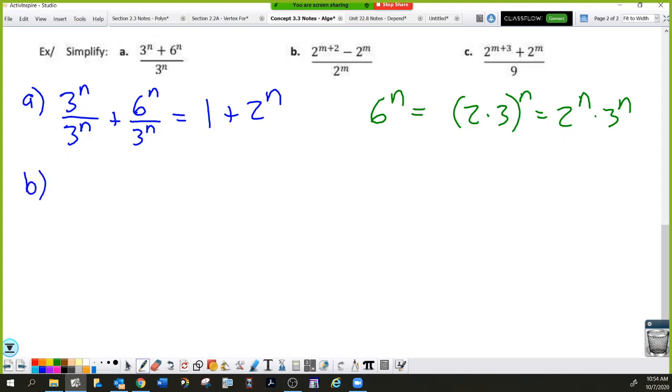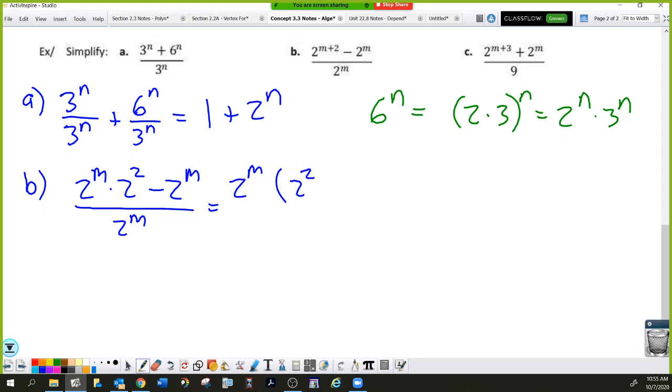All right. 2 to the m plus 2. I would like to write that 2 to the m plus 2 as 2 to the m times 2 to the 2, minus 2 to the m, divided by 2 to the m. I see a GCF. On the top of this fraction bar, there's a GCF of 2 to the m. So let's factor that 2 to the m out, leaving me a 2 to the 2 minus 1 over 2 to the m.